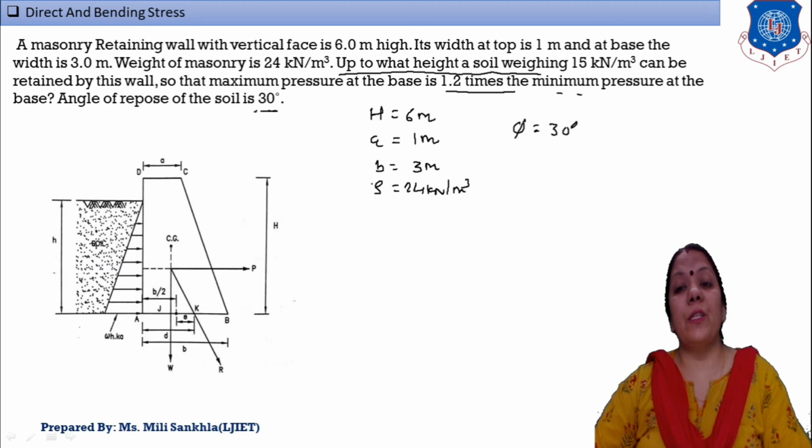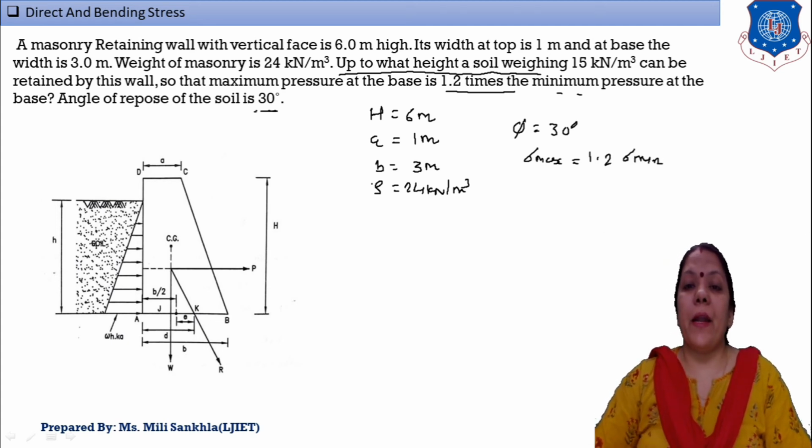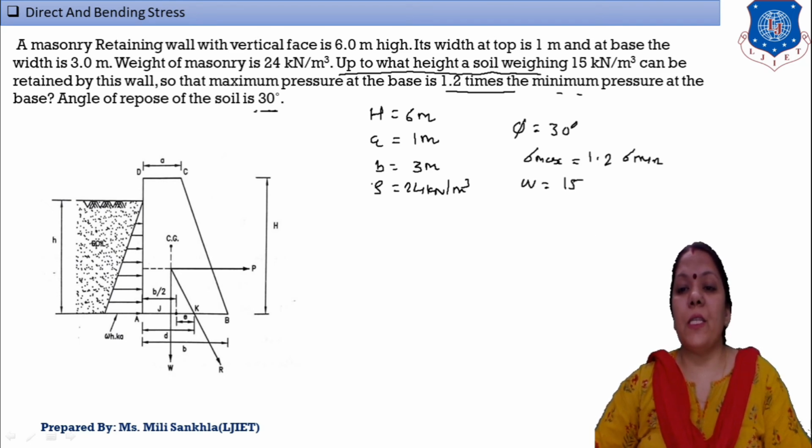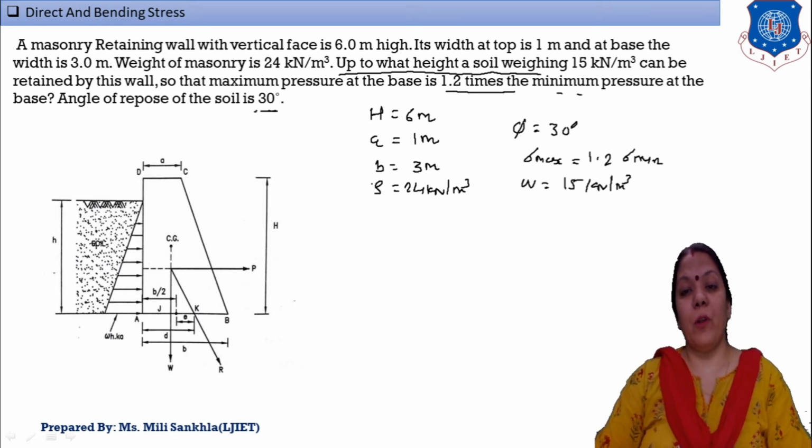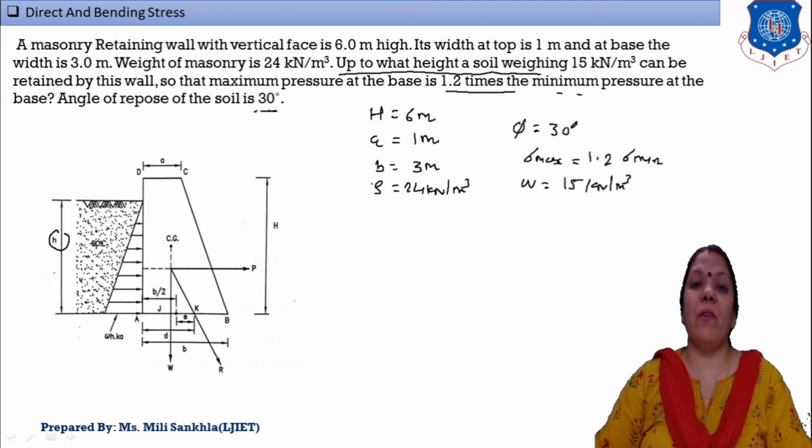Now here one relation is given: sigma max is equal to 1.2 times sigma minimum. Okay, and soil weighing, that means small w, density of soil, is given as 15 kilonewton per meter cube. Now one by one we find out the height of this soil. The retaining wall is filled with soil and this height is missing, this height we find out. Now first we find out weight of wall.